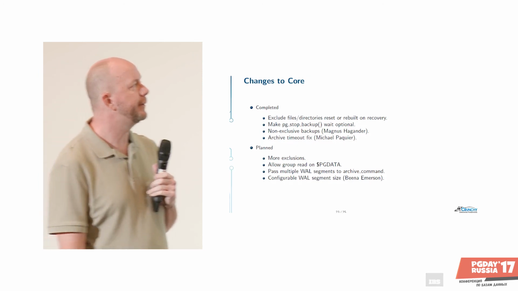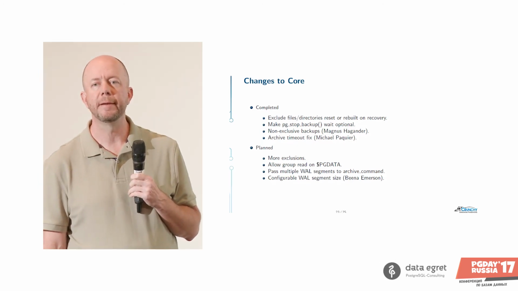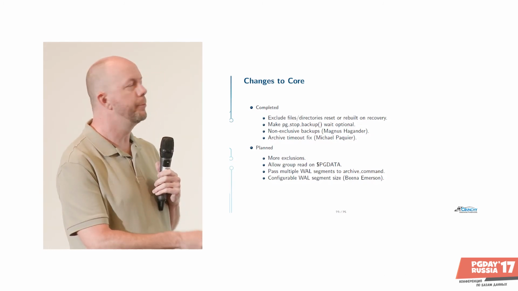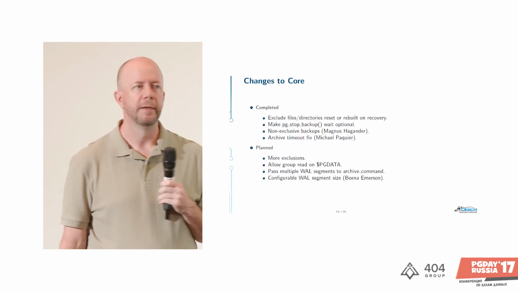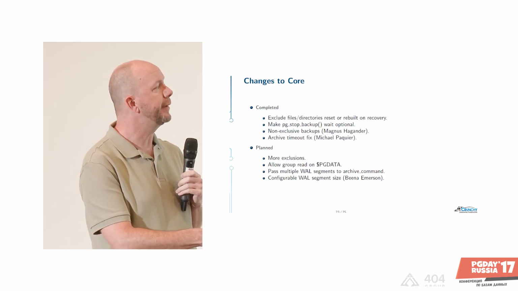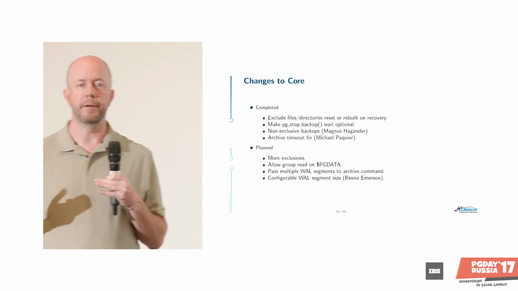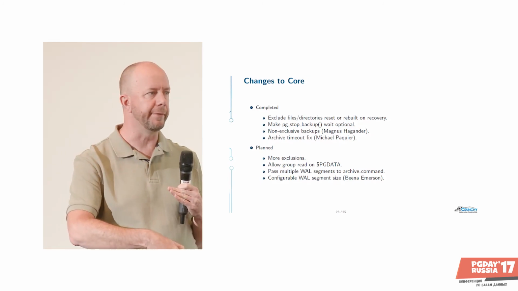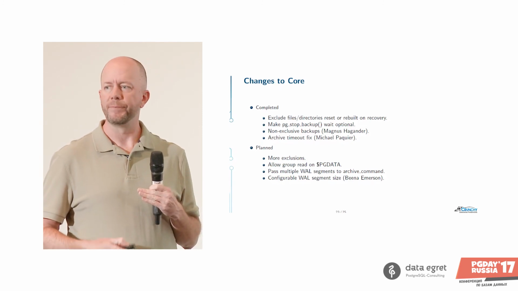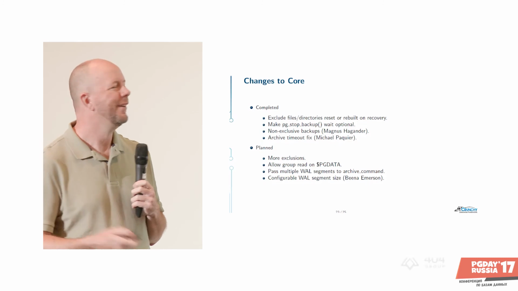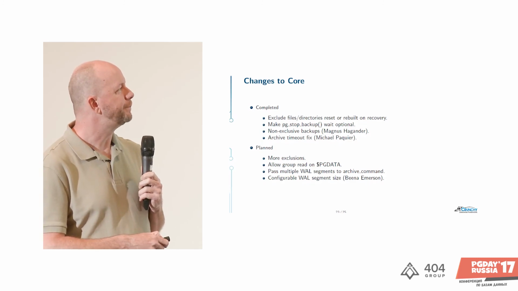We're planning more exclusions. I have a patch which I submitted for 10. It just ended up being too complicated. There were too many changes to allow group read on PG data. Right now this is forbidden, but for security purposes, it would be nice to be able to do backups as not Postgres. Like someone in the Postgres group who has read-only privileges, it would make it a lot safer. If, God forbid, there are any bugs in Postgres or BackRest, it would protect you from those bugs.